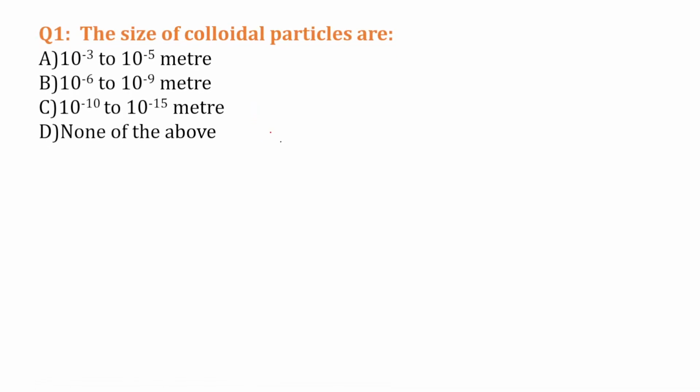The very first question is: the size of colloidal particles are. So, colloidal particle size ranges from 1 nanometer to 1000 nanometer. Actually, the colloidal particles will be of intermediate particle size compared to true solutions and suspensions. For true solutions, it will be less than 1 nanometer, whereas for suspension, it is going to be more than 1000 nanometer. So colloidal particles will be lying in this particular range.